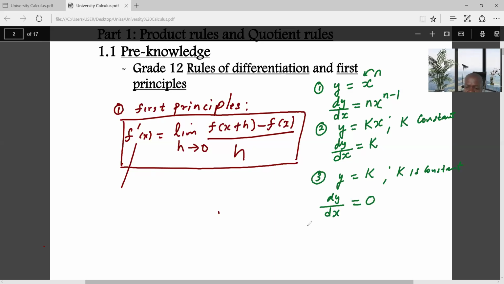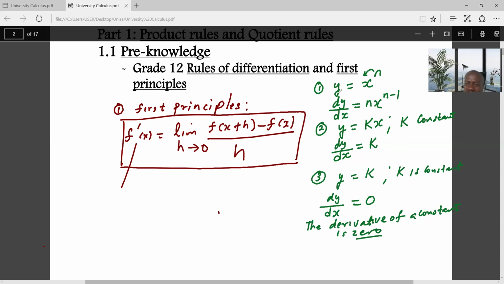So what does it mean? It means the derivative of a constant is 0. So these are the 3 rules of differentiation that we have learned in grade 12.